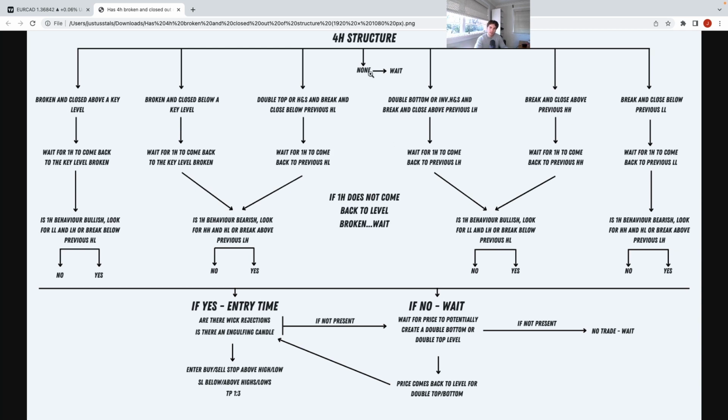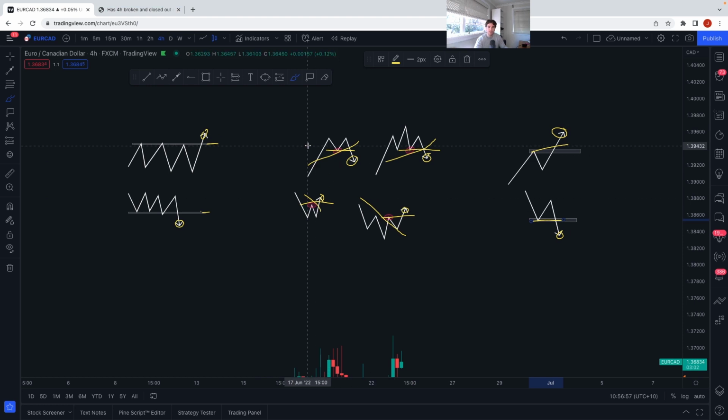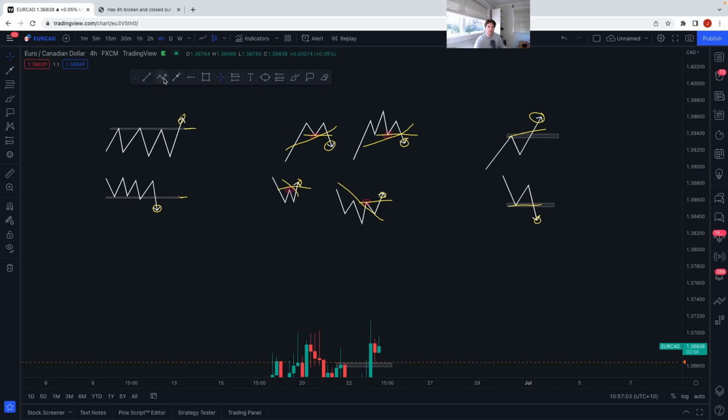Now, what I've got here is none. It moves to wait. So if you don't see any of these setups clearly laid out, my rule is just to wait. Even if there's some ambiguous ones where it's a bit difficult to figure out what's actually going on, just wait. If you're not sure what's going on, there's no point trying to analyze the entire market. You only have to find your setups in the market, nothing else.